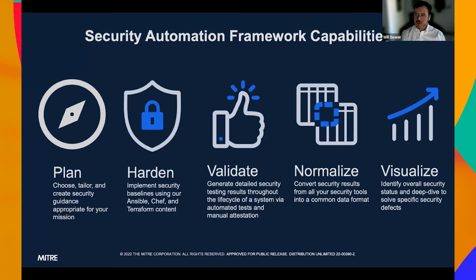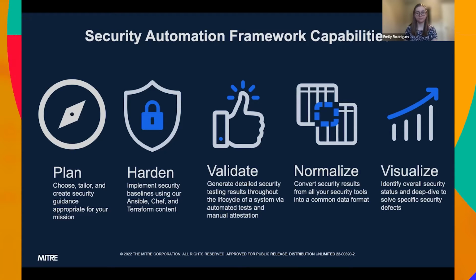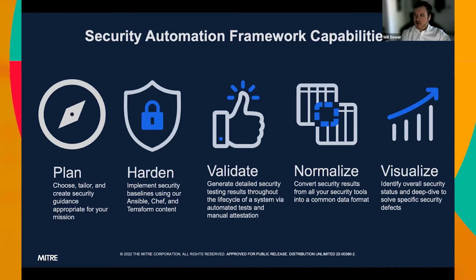So Emily has given us a good overview of the scope at which the SAF operates. The SAF takes a holistic view of DevSecOps support. We organize our tools and processes around the idea of 5 pillars of security automation, which we call planning, hardening, validation, normalization, and visualization. Now, to build out a good DevSecOps pipeline, you're going to need to start out with a plan, because before we can write a good compliance profile to test a component, we need to answer a fundamental question. What are we complying with? What are we testing the system against?